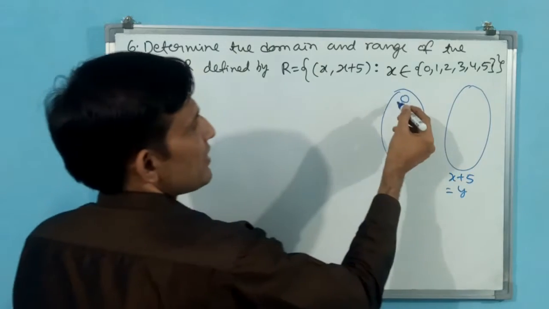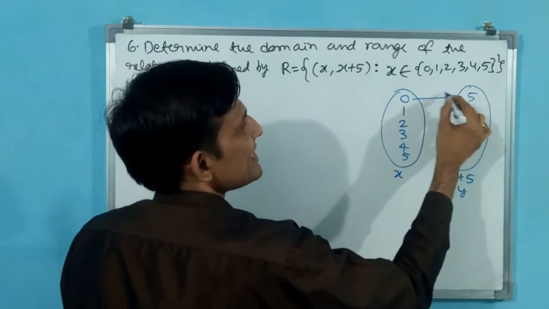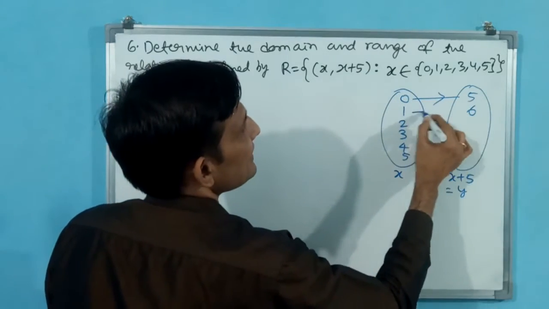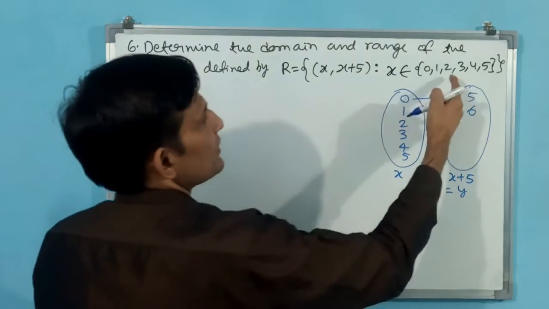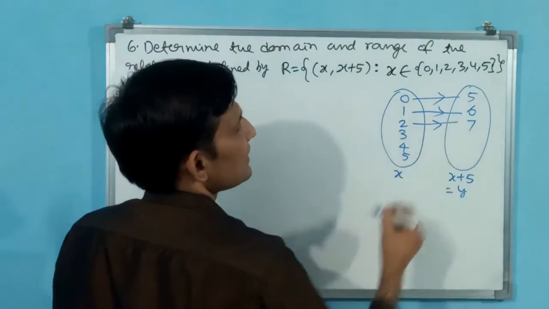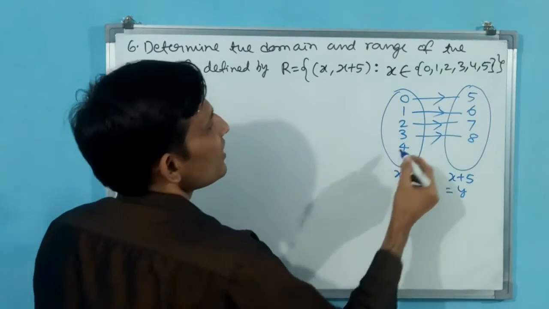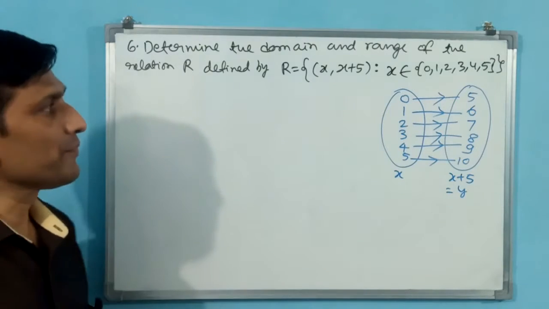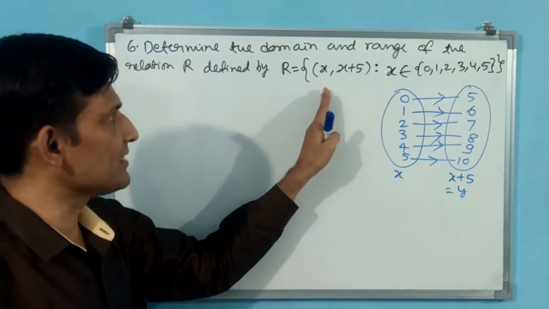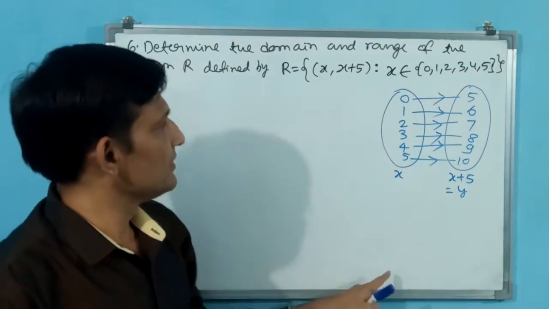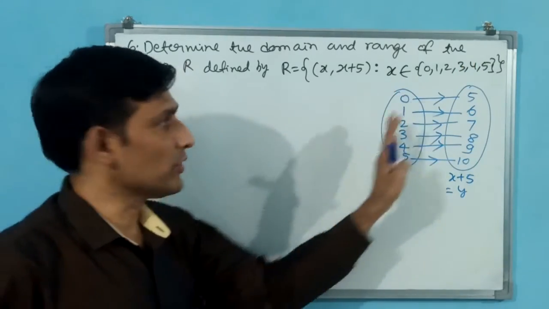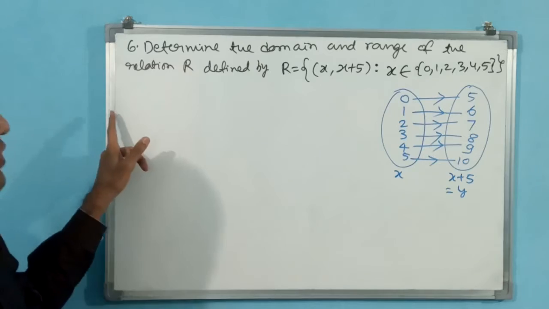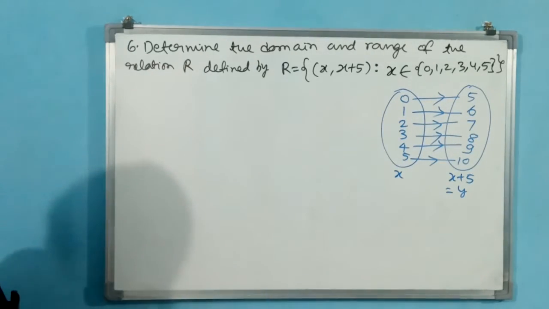Now we see x plus 5. First element 0 plus 5. What will come? 5. Next, second element 1. 1 plus 5, 6. Then 2, 2 plus 5, 7, 3 plus 5, 8, 4 plus 5, 9, 5 plus 5, 10. Is it okay? Why? Because x is the x coordinate, and x plus 5 will come as the y coordinate. X is already given, here you have to take x plus 5. Until you write x, you cannot take y. X plus 5 is y only, no? This is the relation in front of your eyes. Relation is available. Now, easily you can write domain and range.